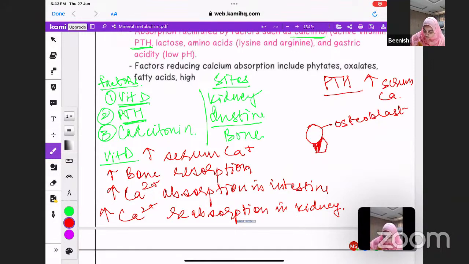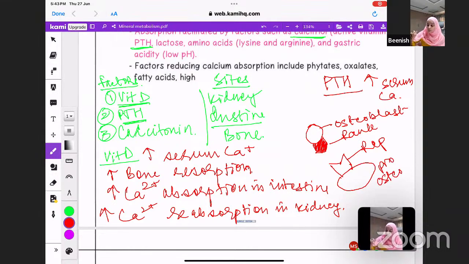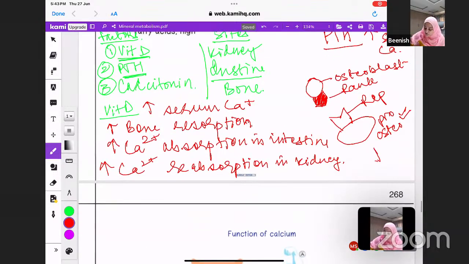Now the receptor for this RANK ligand is present on the pro-osteoclast. So this is the receptor and this is the RANK ligand. This is the pro-osteoclast. Vitamin D is going to increase the activity of this RANK ligand. So this RANK ligand is going to bind to its receptor present on the pro-osteoclast, and what is going to be formed is a mature osteoclast. And what is an osteoclast? It is involved in bone resorption. So a mature osteoclast is going to be formed, which is involved in bone resorption. That is how vitamin D is causing increased bone resorption.